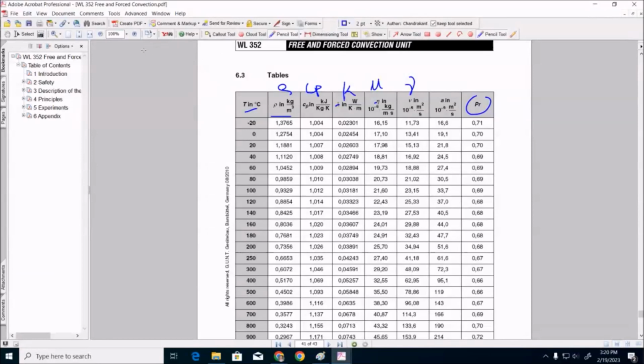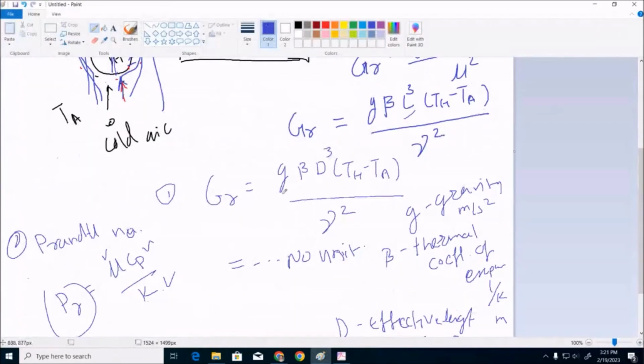Sometimes the Prandtl number is not given, so there is no need; we can calculate it from here. Mu Cp by K: this into this divided by this, you will get this. So this is a column created in Excel. It is not necessary that it should be given. We will come back to this.